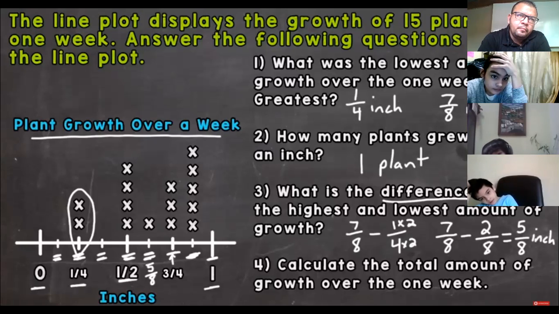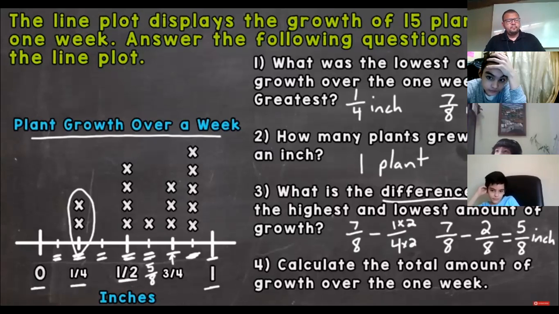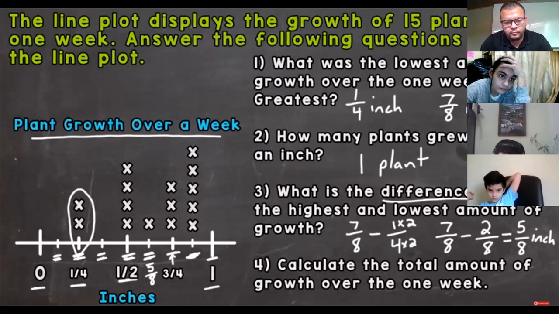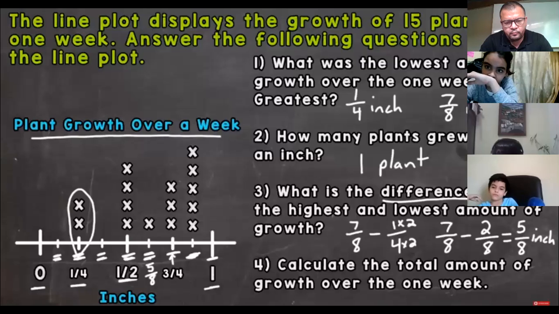Lastly, this is the most difficult problem out of the 4. Calculate the total amount of growth over the 1 week. So you're including the growth of all 15 plants. A common mistake here would be just counting up all the x's and saying 15 as the answer. But we need each plant's growth added together. So we're going to have to see how much each x is worth. We can think of it like that.